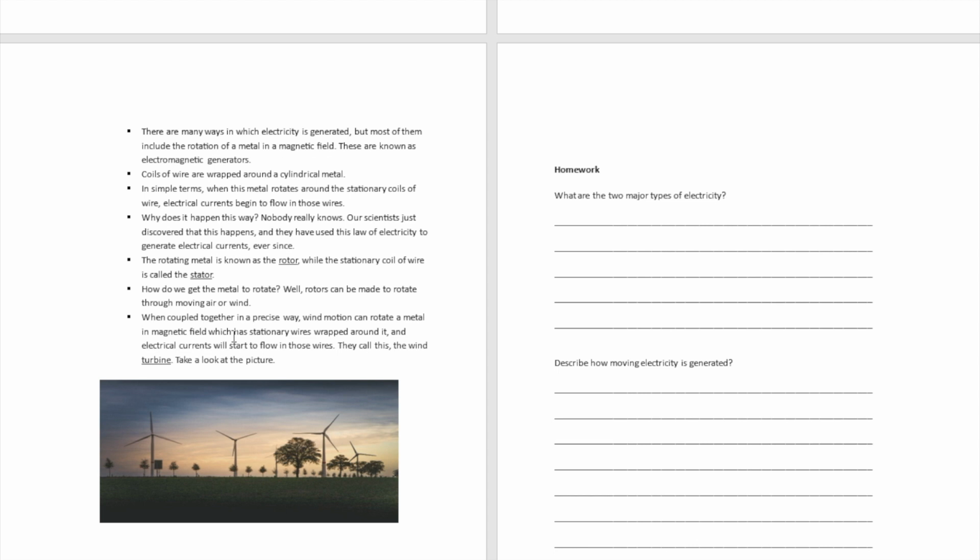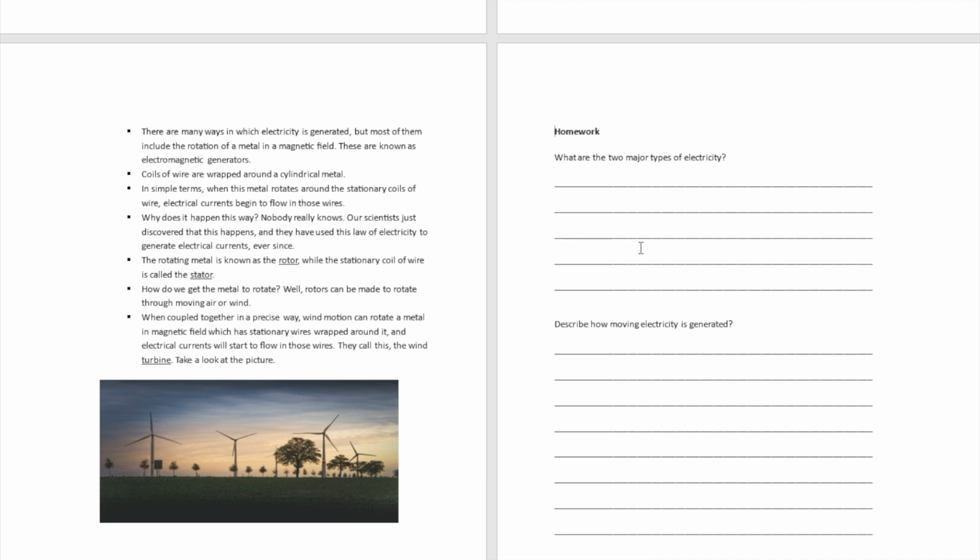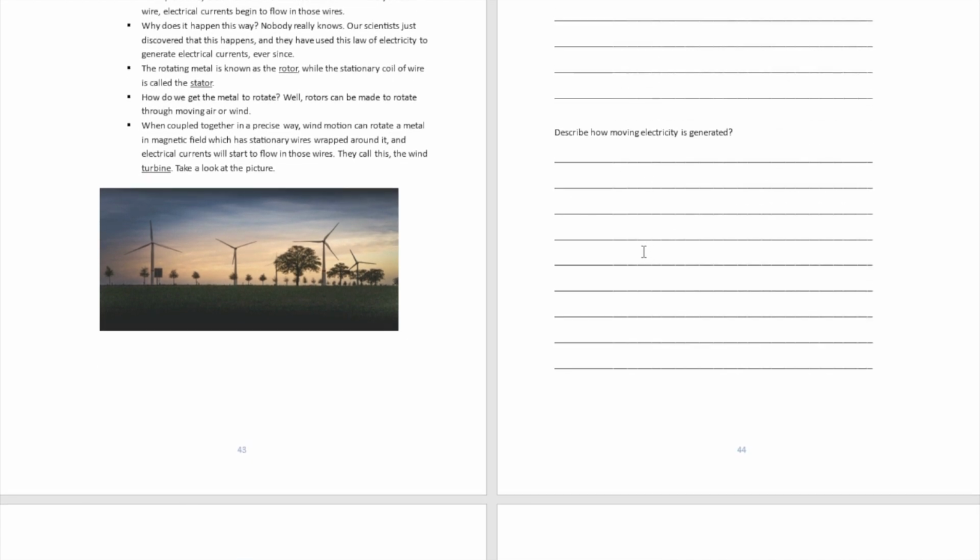So we've taken advantage of that principle to generate electricity, for example, through the wind turbine. They couple some electrical coils around the wind turbine, and then they have the vanes over here like this, and the wind blows the vanes and moves them all around. So when the wind moves the vanes, the rotor rotates in a magnetic field, and the wires wrapped around it will have electrical current generated through them. All right, so that's how moving electricity is generated for us. Try to do that.